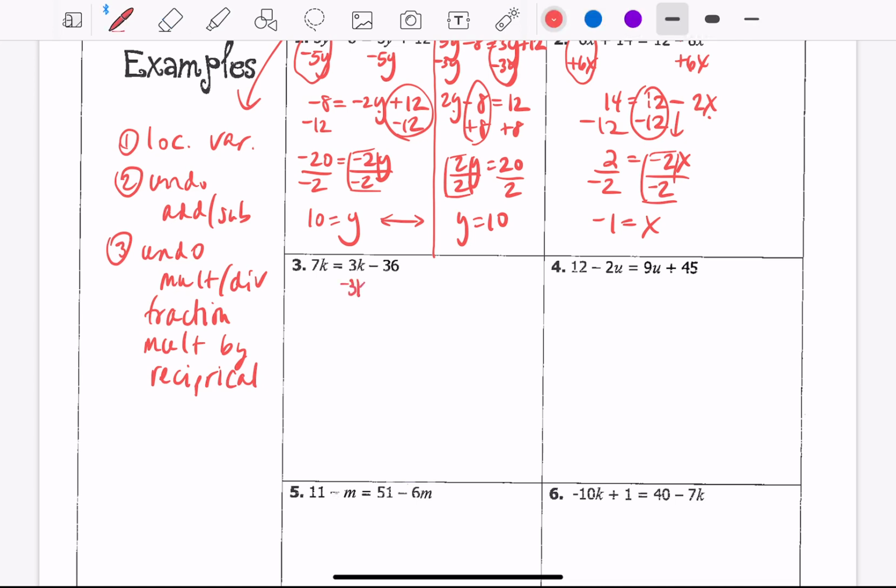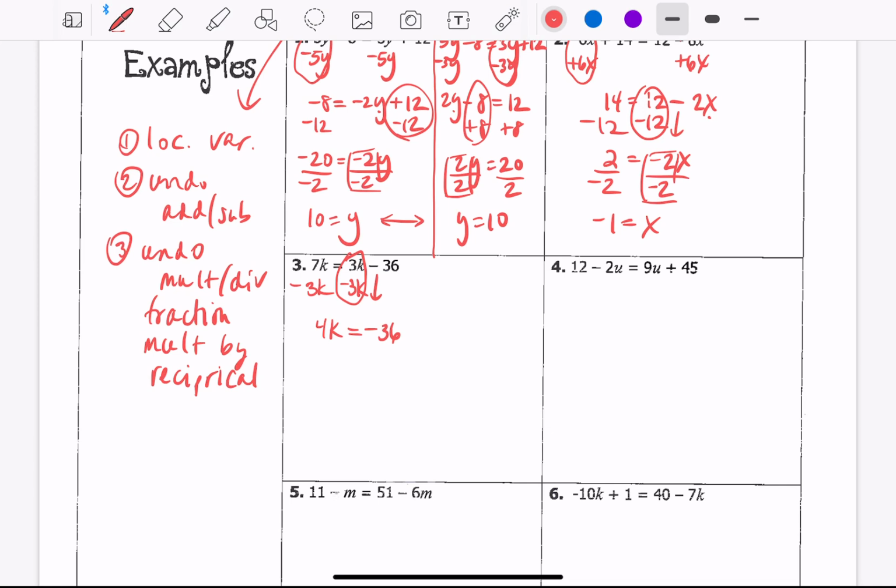I'm going to subtract 3k from both sides, and that's going to be where I get rid of 1. I get rid of that with a 0. So 7k minus 3k is 4k equals, and then I've got to bring down my minus 36. You're going to finish solving that because now you're down to just step number 4.